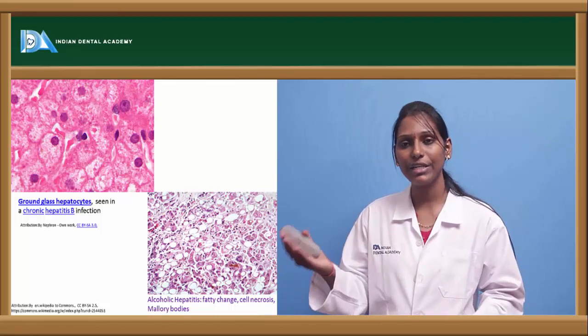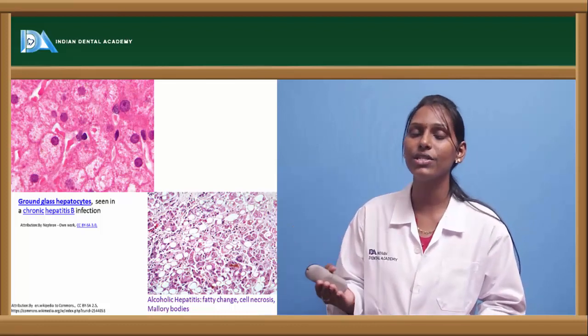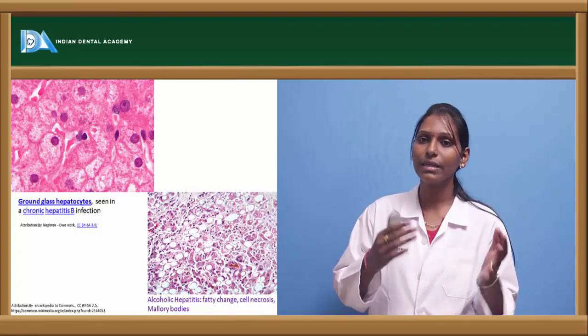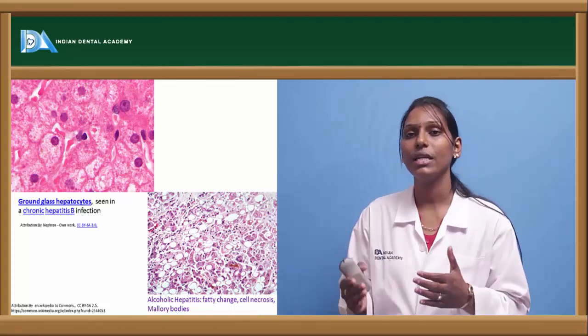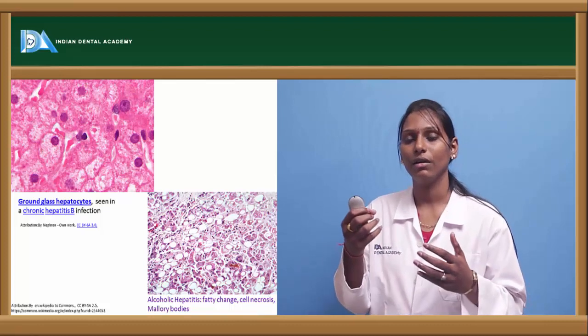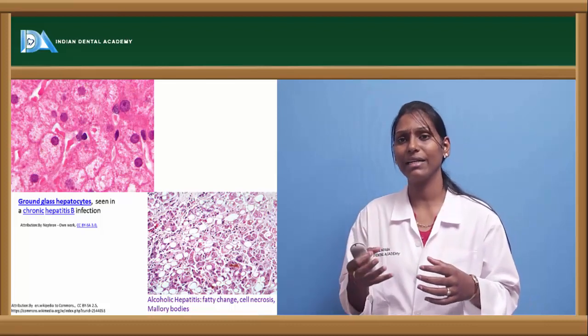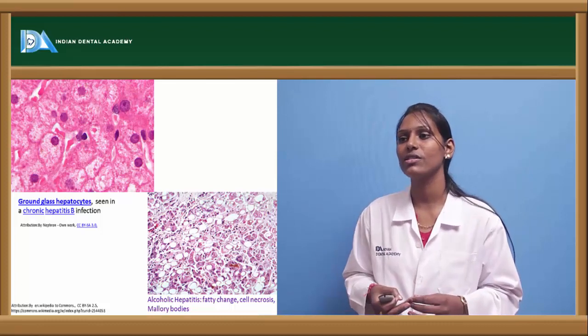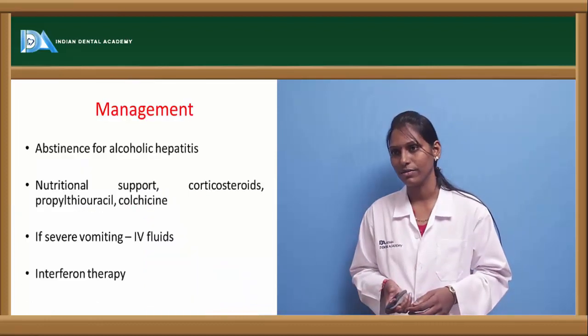The initial change in this will be fatty liver, which further progresses to fibrosis and then to cirrhosis. In the process of this change, initially the patient can show much fatty deposition within the liver, and this histopathological slide shows us fatty change, cell necrosis and Mallory bodies.